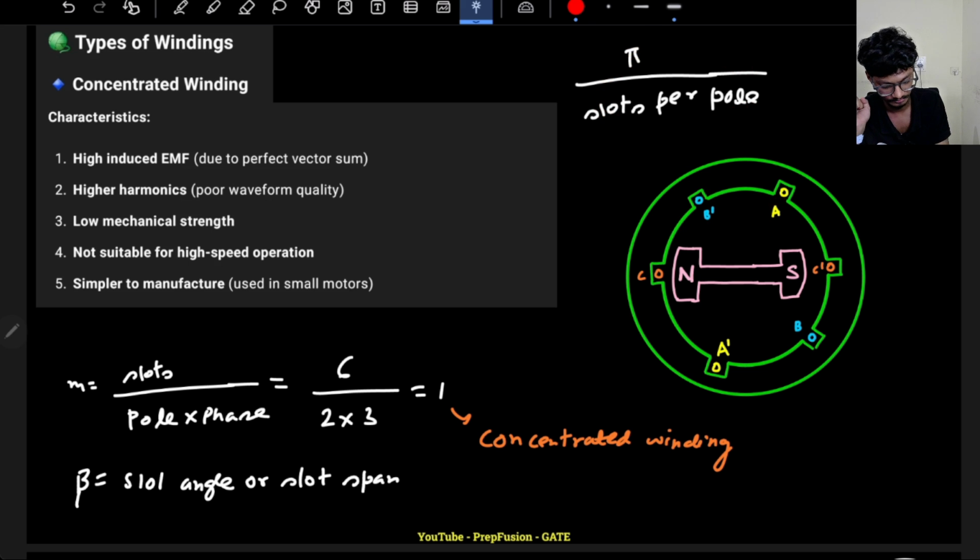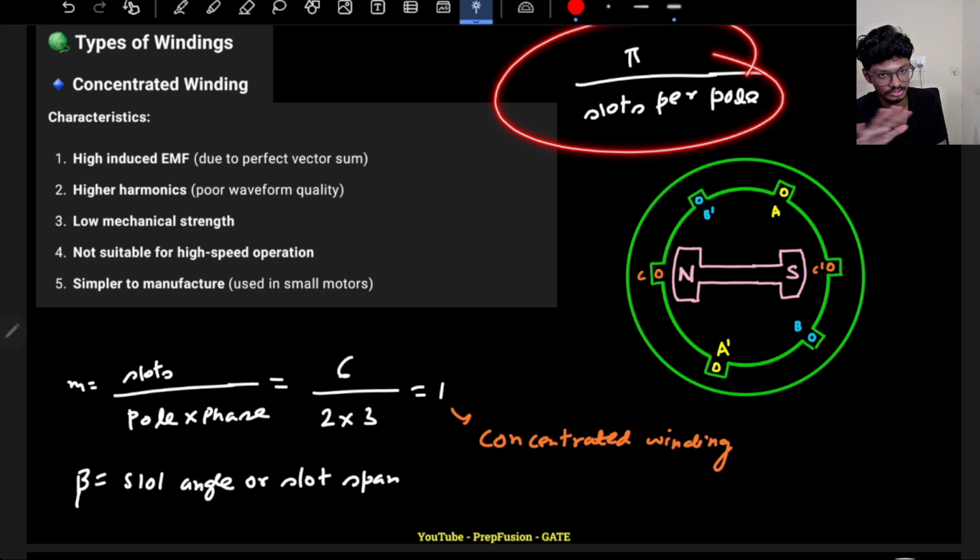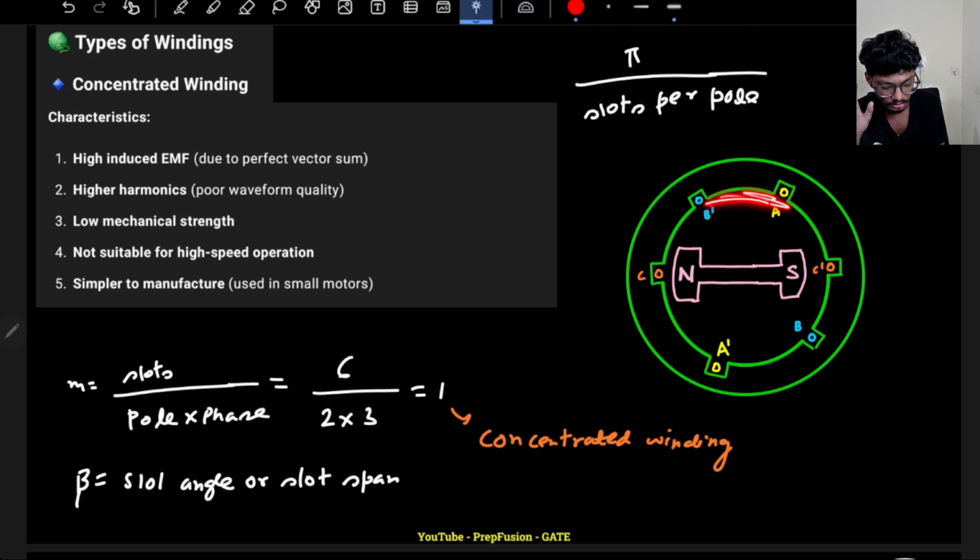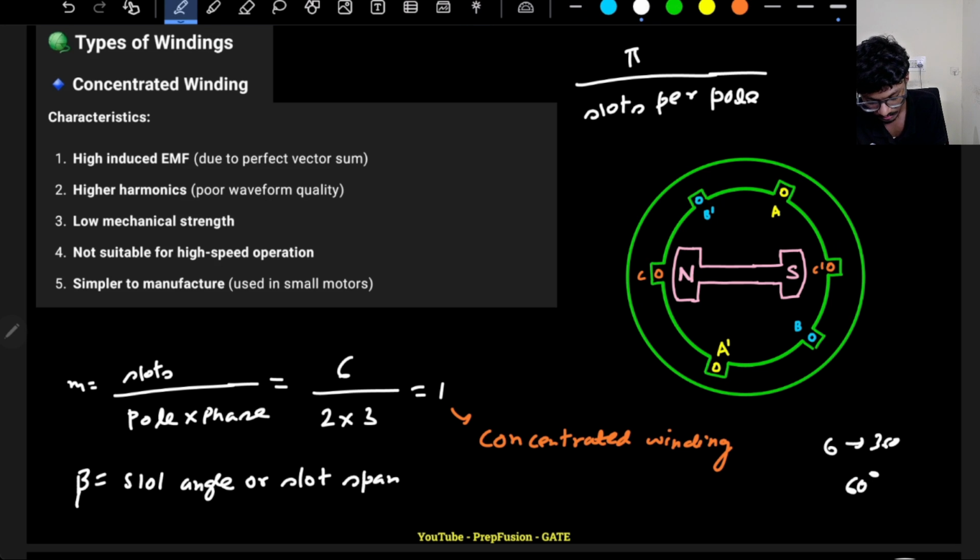So let me take the example here. How many slots are there between each pole? In total there are 6 slots, so because it is half, 3 slots are here and 3 slots are here. So slots per pole is 3, because I have 2 poles and 6 slots. What if this formula was not there? I have 6 slots covering the whole 360, so the distance between each slot will be 60 degrees.